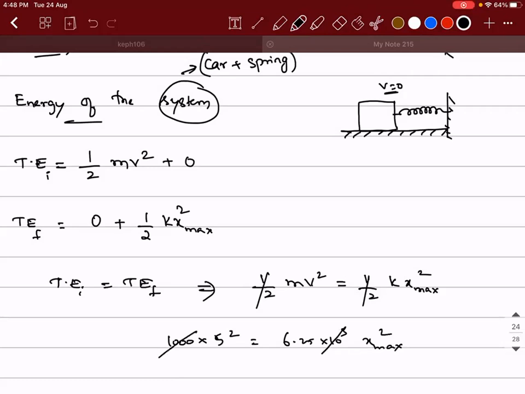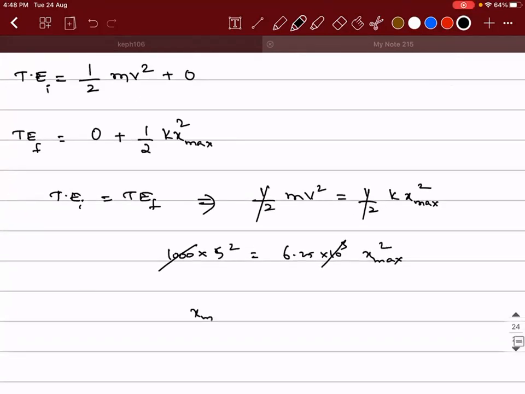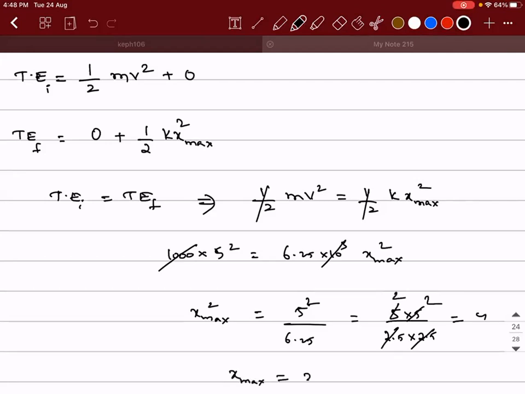10 power 3 will get cancelled. So x max square will be equal to 5 square divided by 6.25. So 6.25 is 2.5 the whole square. So 5 into 5 divided by 2.5 into 2.5, how much will it be? 4. So x max will be equal to 2. So there will be a maximum compression of 2 meters in the spring.